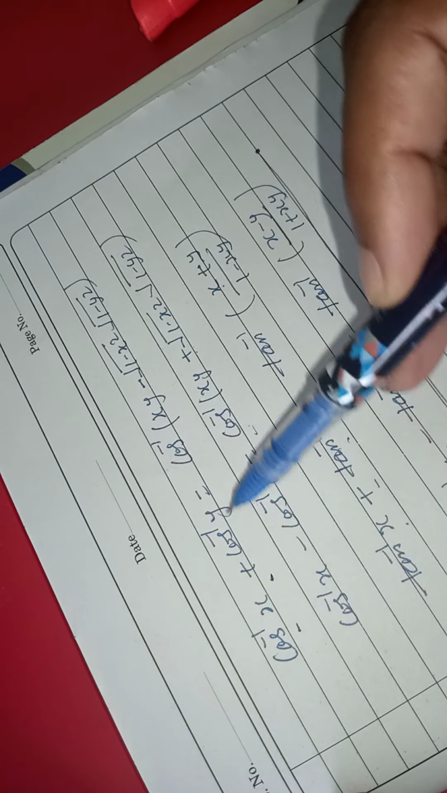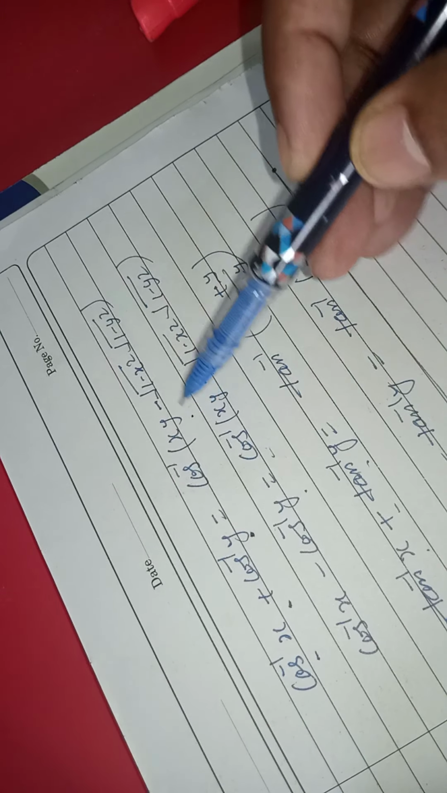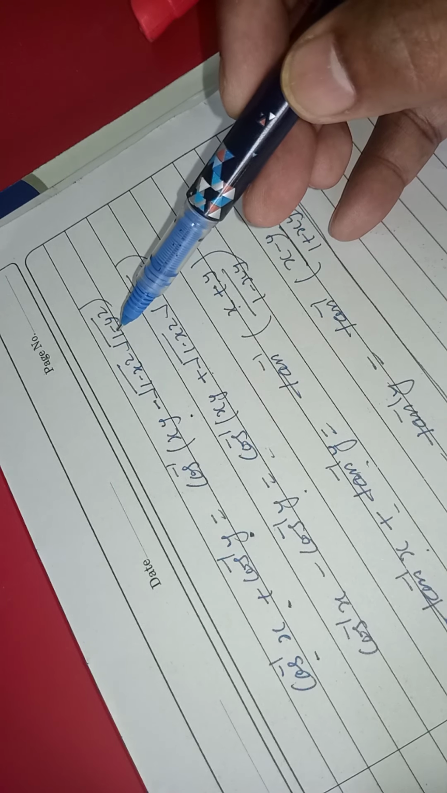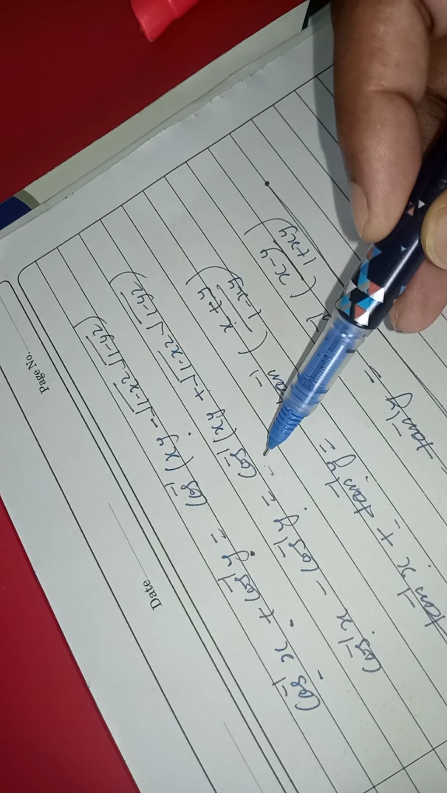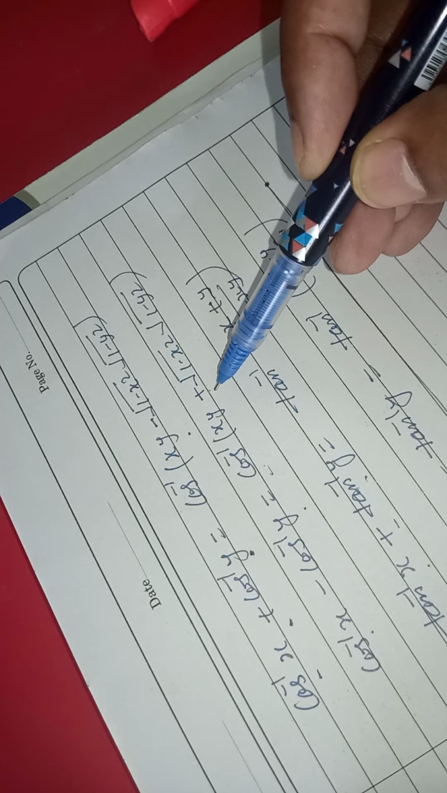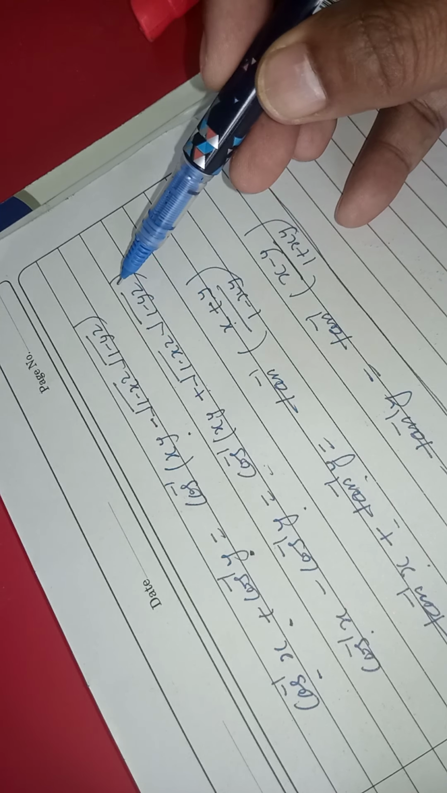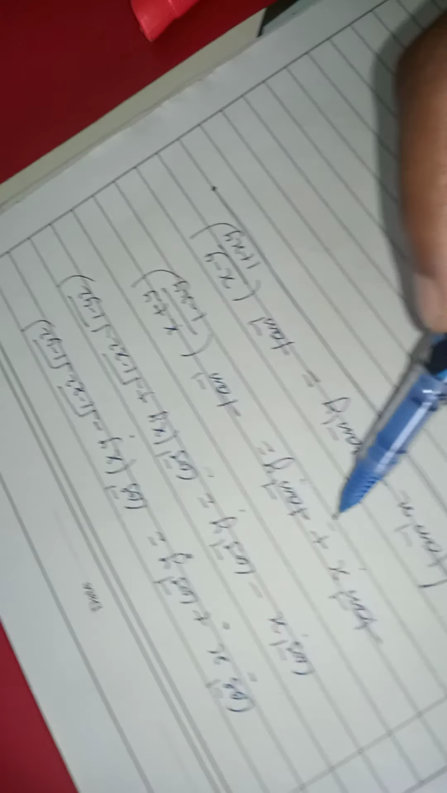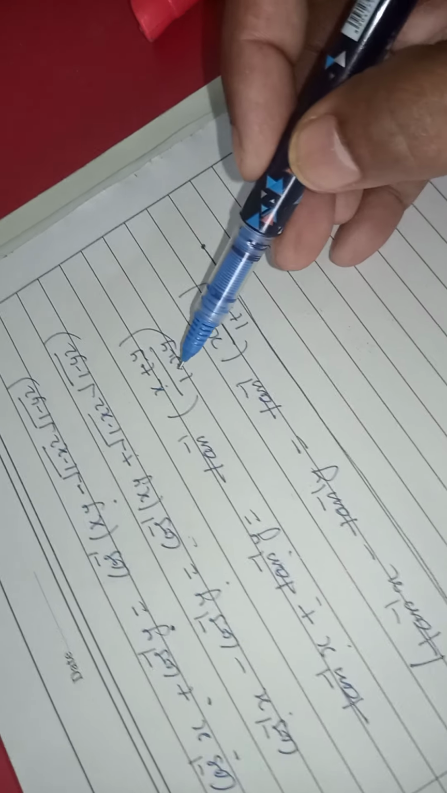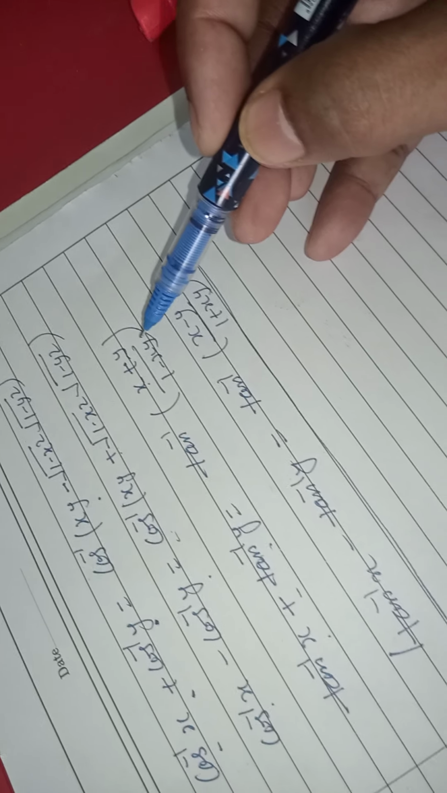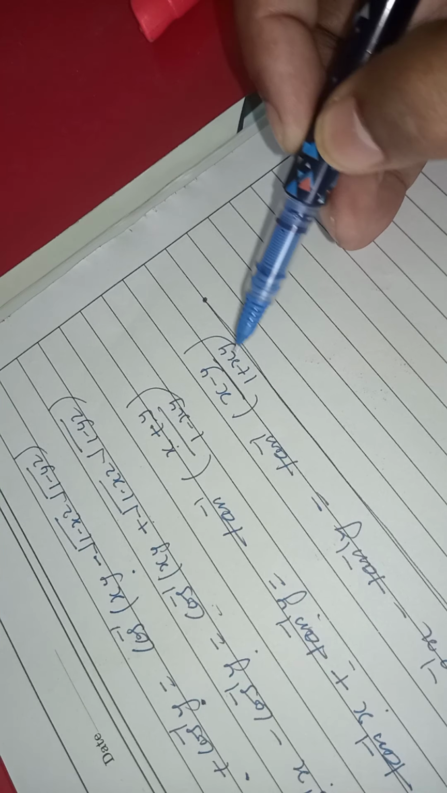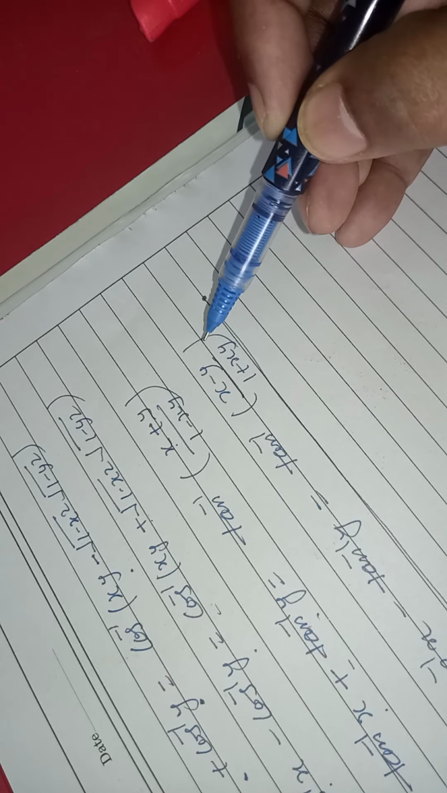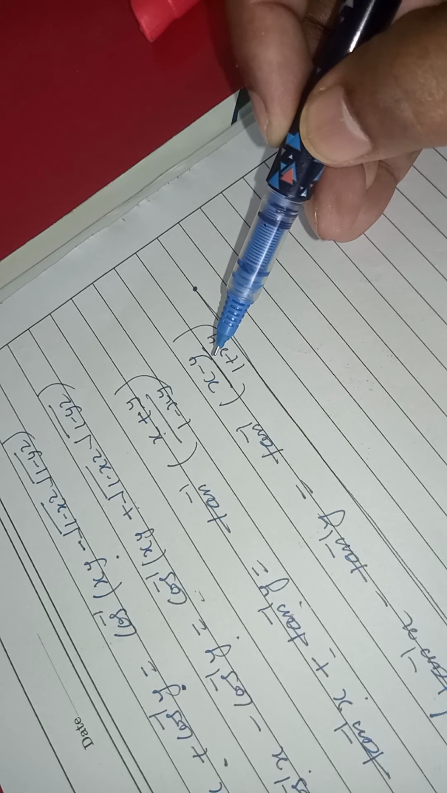In a similar way, we can also prove that cos inverse x plus cos inverse y is equal to cos inverse of xy minus under root 1 minus x square into under root 1 minus y square, and cos inverse x minus cos inverse y is equal to cos inverse of xy plus under root 1 minus x square into under root 1 minus y square. And tan inverse x plus tan inverse y is equal to tan inverse of x plus y upon 1 minus xy, and tan inverse x minus tan inverse y is equal to tan inverse of x minus y upon 1 plus xy. These are the sum formulas which are used in the next exercise.